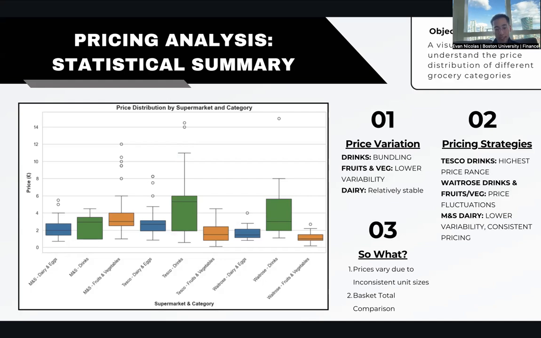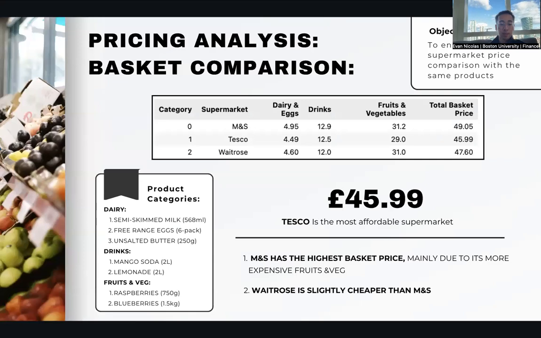Thus, we move on to the next section, which is same basket comparison. For this, we have chosen 7 essential products across dairy, drinks, and produce that are available across the 3 supermarkets, and comparing the total basket price. Each supermarket's pricing was also adjusted to reflect the same product quantities, thus ensuring a fair apple-to-apple comparison of affordability. From our results, we can see that Tesco is the most affordable supermarket. This reinforces Tesco's low-cost leadership strategy. On the other hand, for shoppers who aren't price-sensitive, they may prefer M&S or Waitrose, particularly for their fresh produce.